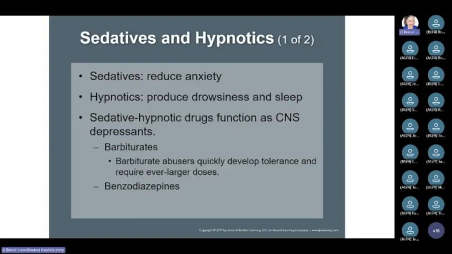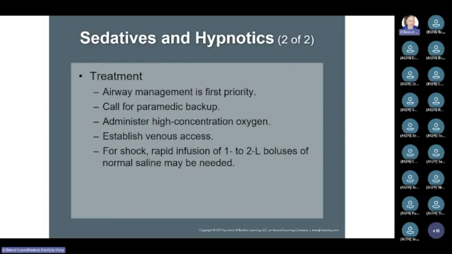All right, sedatives and hypnotics. These reduce anxiety. Hypnotics do produce the drowsiness and sleep. And then you have your sedative hypnotic drugs that function as a CNS depressant. And those are your barbiturates and benzodiazepines. We've talked about benzodiazepines a couple of times today. And that helps with seizures, right?